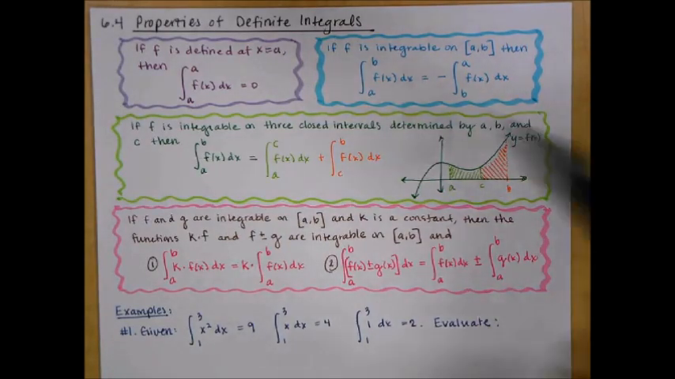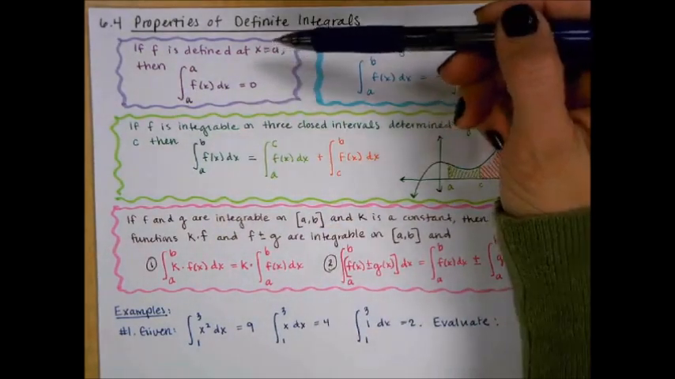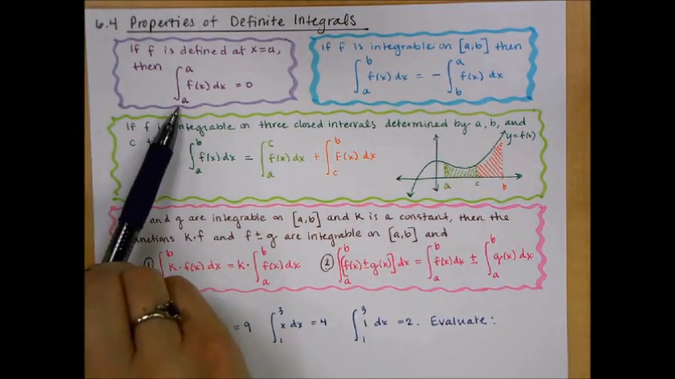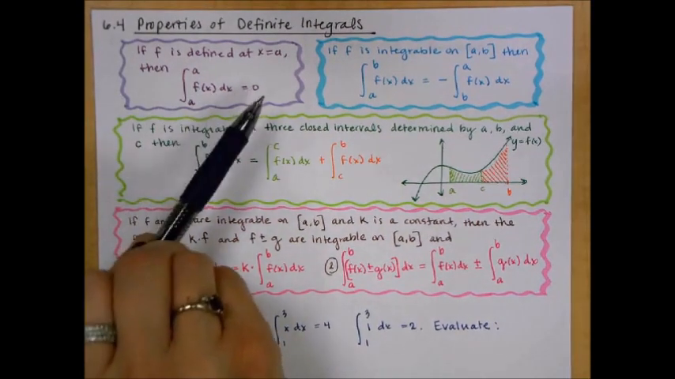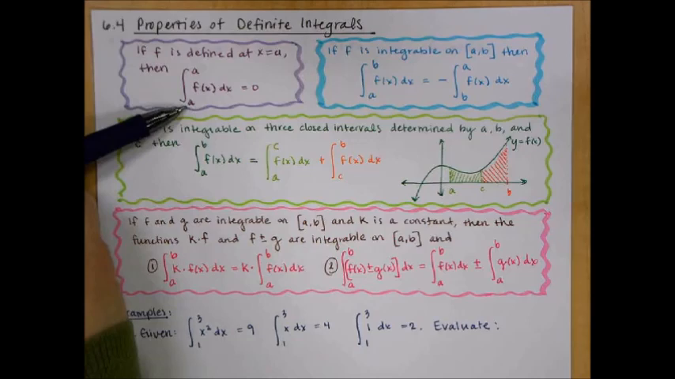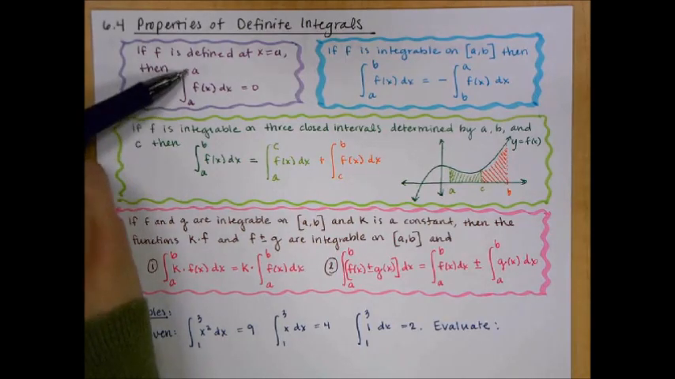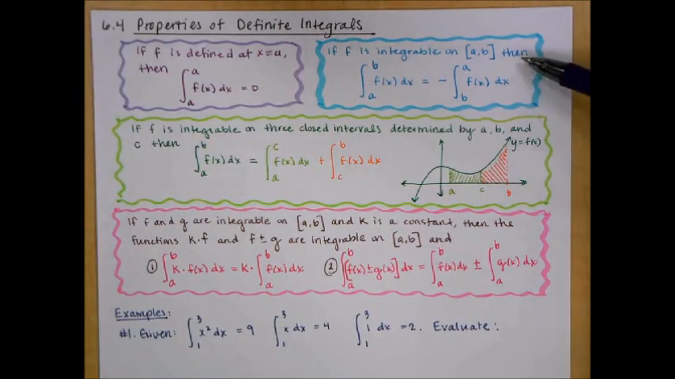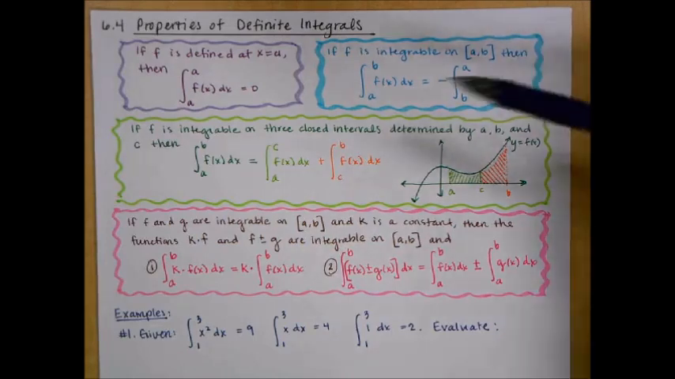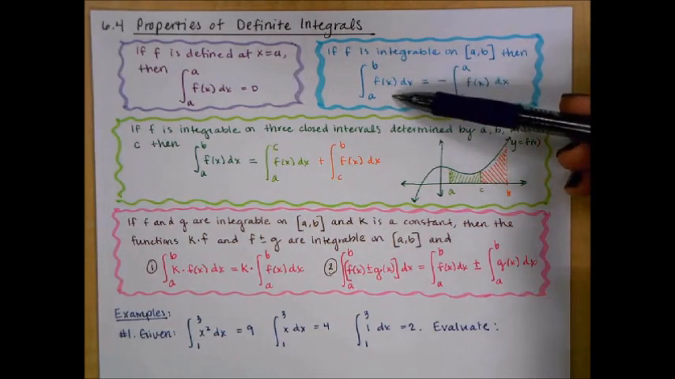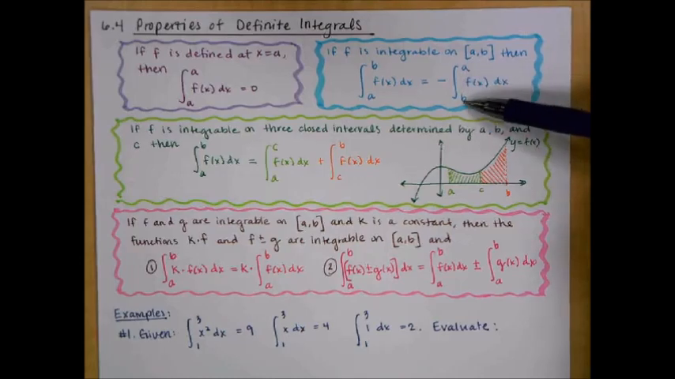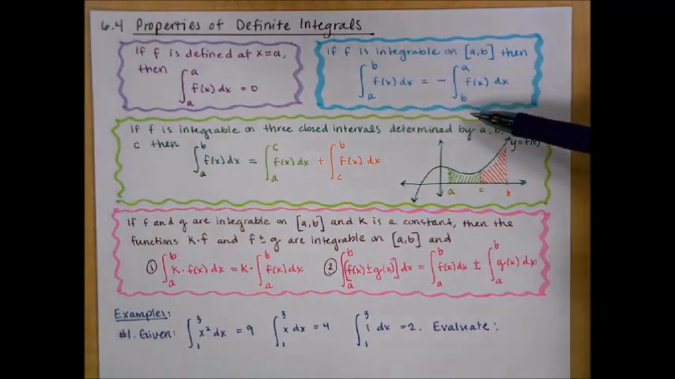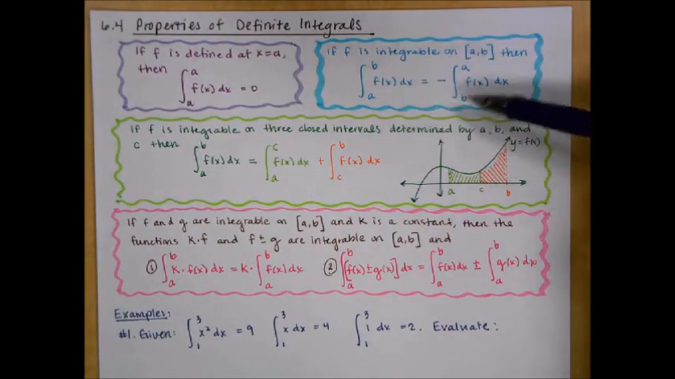Our first property says that if the function is defined at any value, then the integral from that value to itself of that function is just 0. That's because our width here is 0, so the area itself would come out to 0 as well. If f is integrable on a closed interval ab, then the integral from a to b of that function, I can actually swap the values around, and what happens is it becomes negative. If it starts off as negative, then you just add in the next negative and it becomes positive.